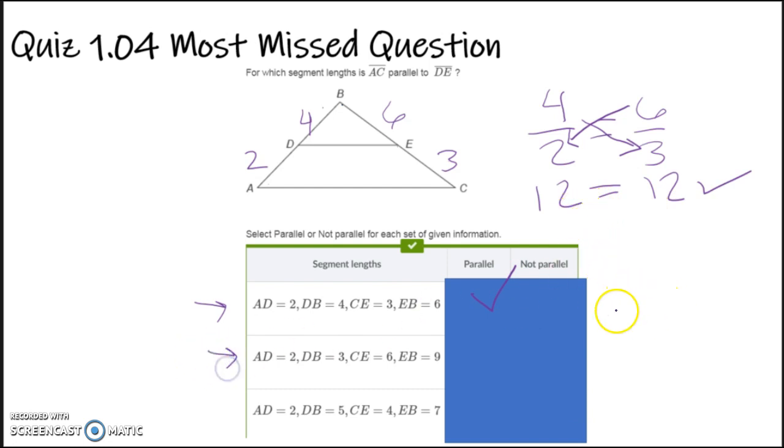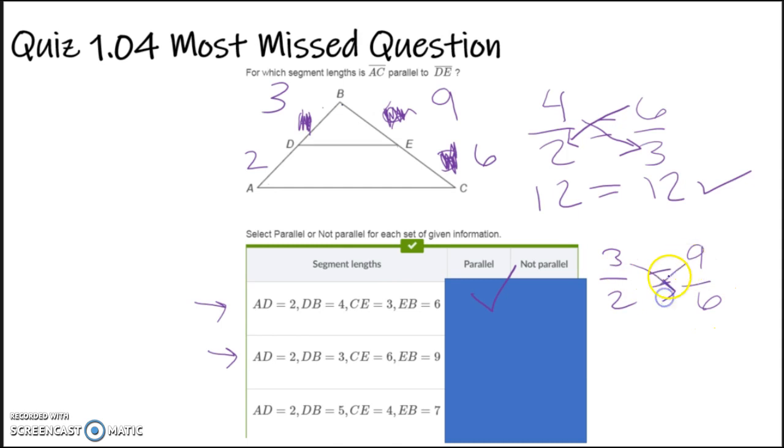Let's try the next one. If AD is 2 and BD, instead of being 4, is now 3, and if CE is now 6 and EB is now 9, let's try this one out. Top to bottom equals top to bottom. Cross multiply. 9 times 2 is 18. 3 times 6 is 18. Those check out. That means those two lines are parallel because the proportions are equal.